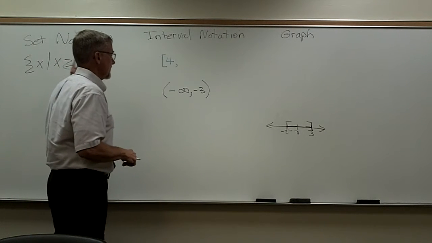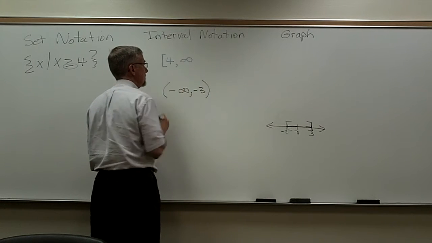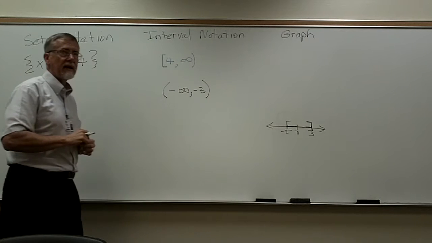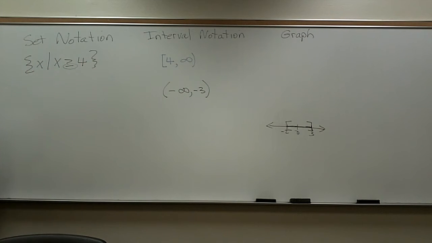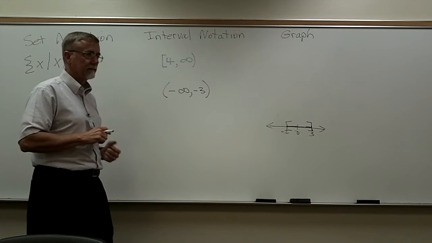Has no ending point. It says greater than. It's an open-ended inequality, so that means it goes all the way to infinity. Infinity is not an exact point, so we have to close it with a parenthesis. So the parenthesis is used anytime the infinity is used. So we've translated set notation into interval notation.